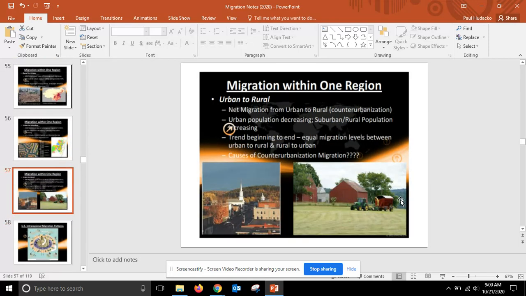And then we see counter-urbanization. So again, every migration has an equal or opposite counter migration. This is what we tend to see. As urban populations continue to decrease, people don't just stop in the suburbs anymore, but people are now moving even further out and going into more rural areas. They want to slow down.